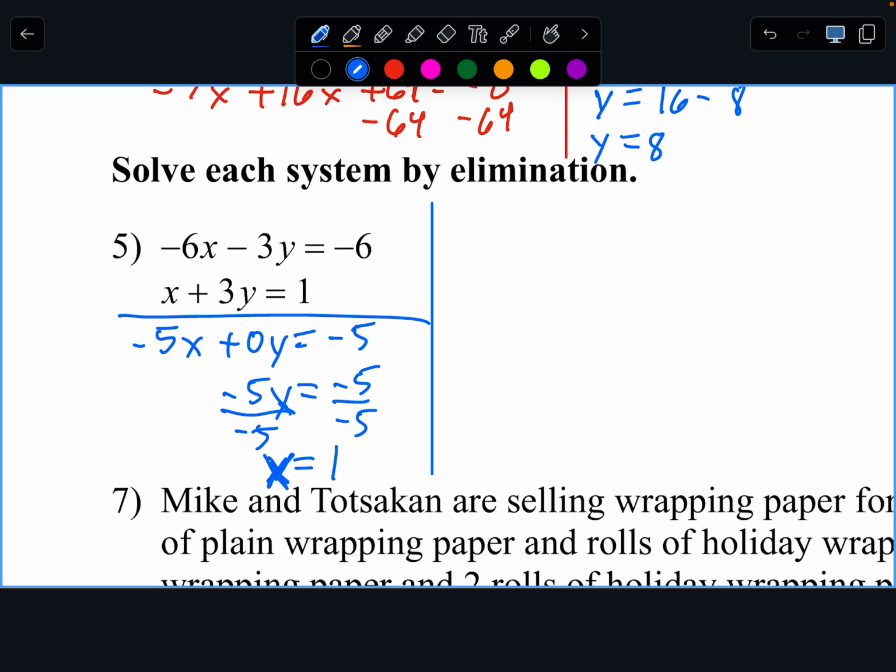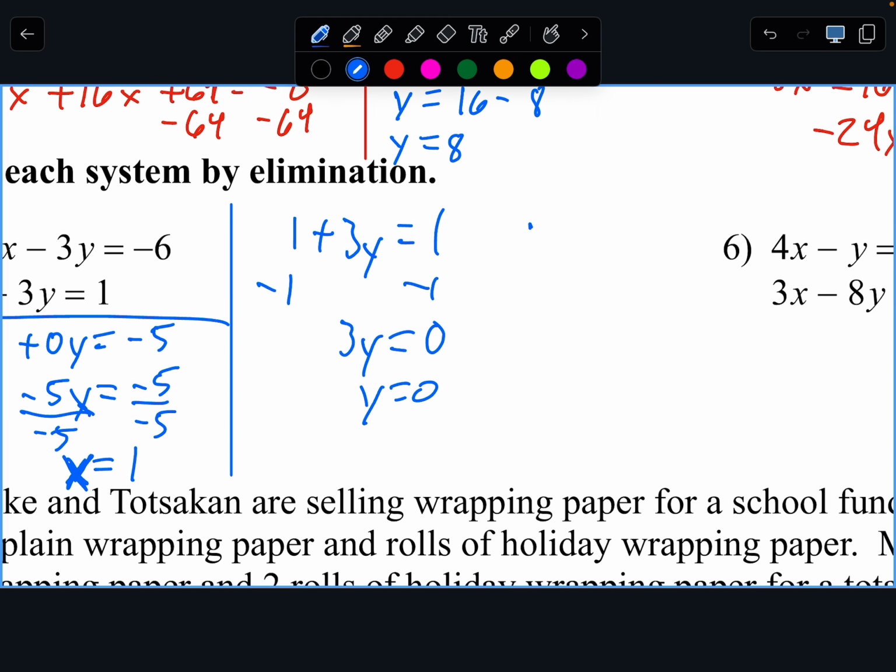All right. We need to find y now that we know x. Does it matter which equation we use? No. So which one do you want to use? First or second one? I'd probably use the second one too. So we have 1 plus 3y equals 1. Minus 1, minus 1. 3y equals 0. 3 times something equals 0. So what does that something have to be? 0. Y equals 0. So we have a solution of (1, 0).